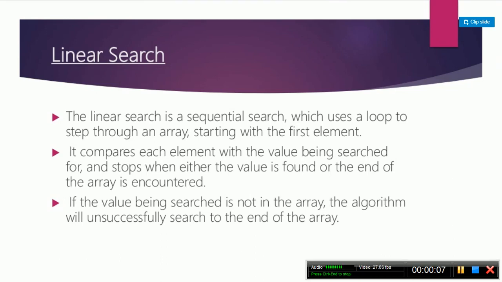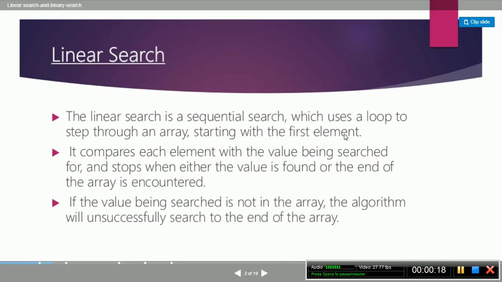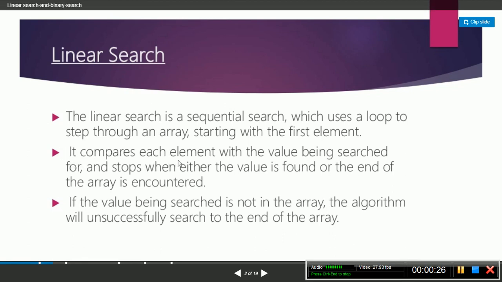So linear search is a sequential search which uses a loop to step through an array, starting with the first element. We will start from index 0 and search each element one by one. It compares each element with the value being searched for and stops when either the value is found or the end of the array is encountered.